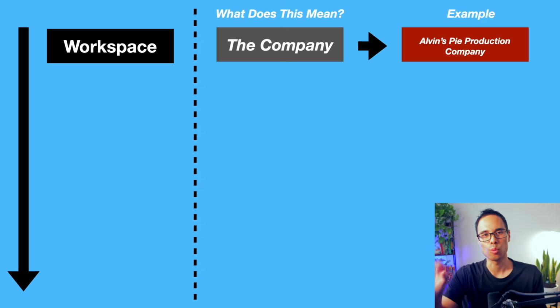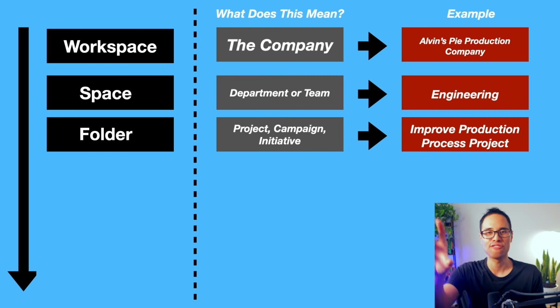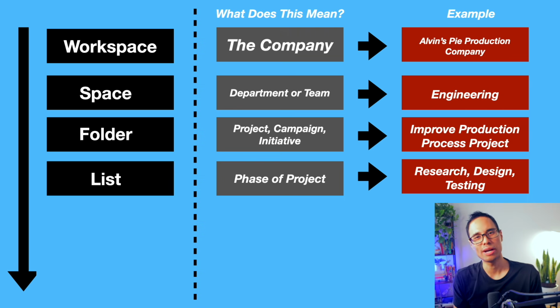Now, underneath a workspace, you have what's called spaces. You want to think of a space as an individual department or a team, like engineering, marketing, R&D, and so on. It's inside of the space that you create folders to manage your projects, your campaigns, or any kind of initiatives. Inside of these folders, that's where you write down lists to store your project's tasks.